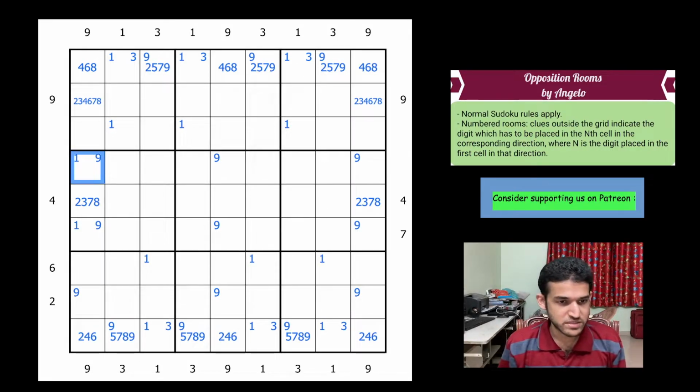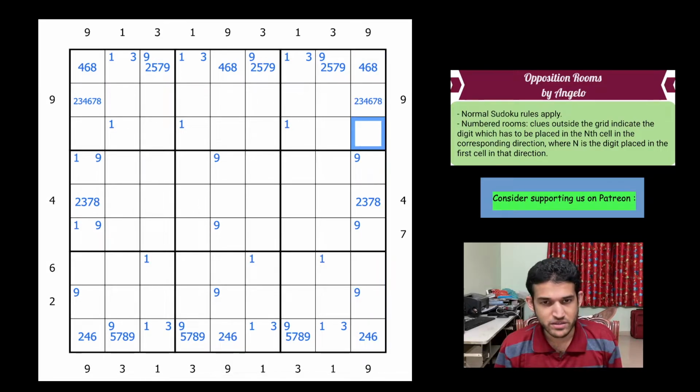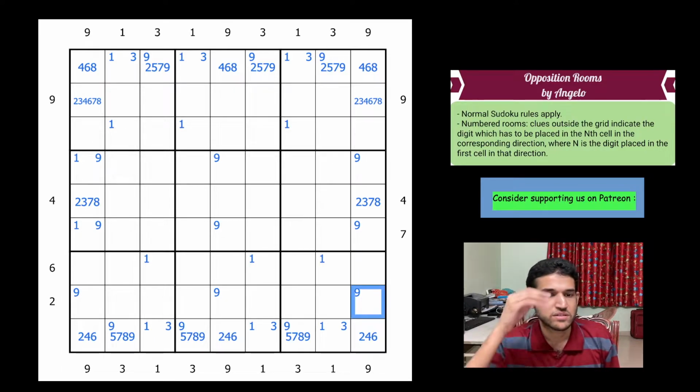Which means this cell cannot take 4, 5, 6. I mean row 9 column 3 cannot take 4, 5, 6 because then 1 is forced here. But we know that 1 is already here. So if I do the same thing here, 1 cannot be here. 1 could be here, here, cannot be here, but 1 could be here.